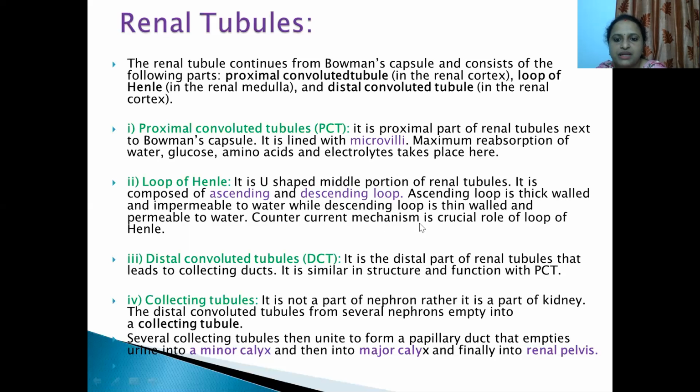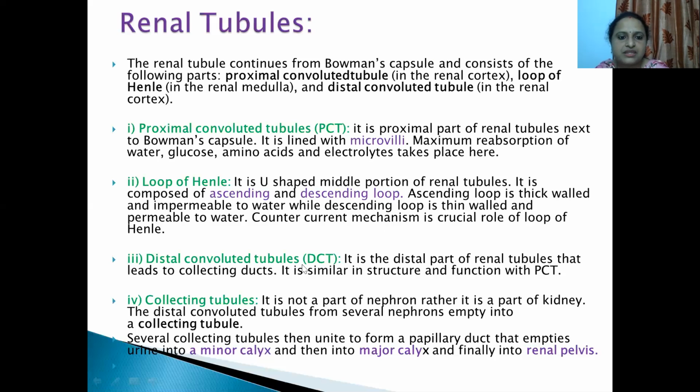So in the countercurrent mechanism, this loop of Henle plays a major role because the ascending limb is impermeable to water and the descending limb is permeable to water. So this helps in maintaining a concentration gradient during the urine formation.